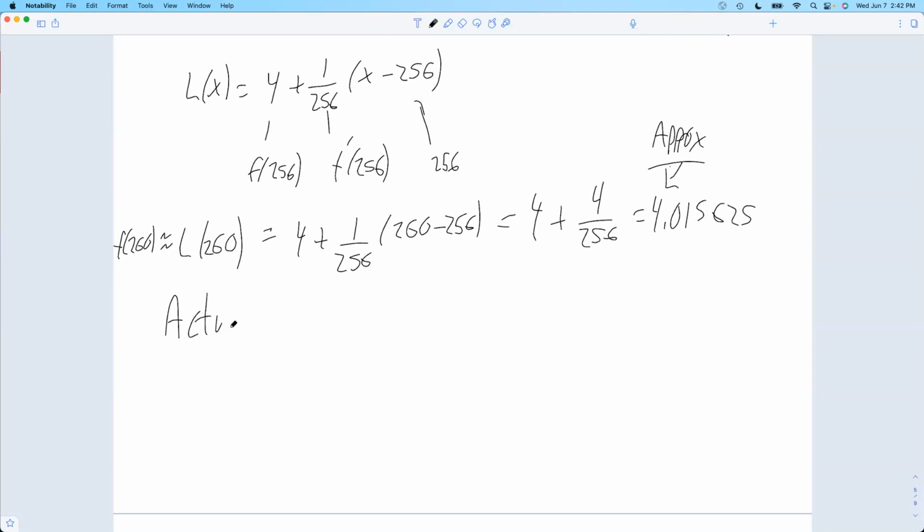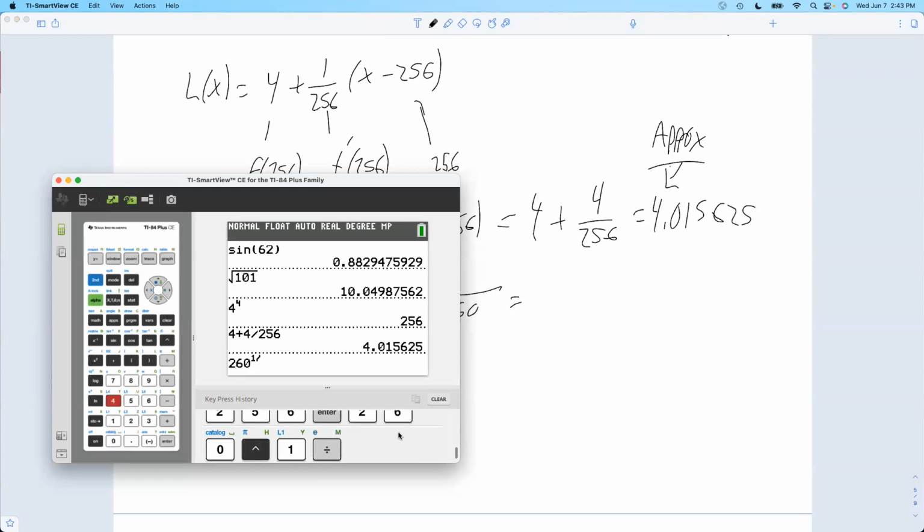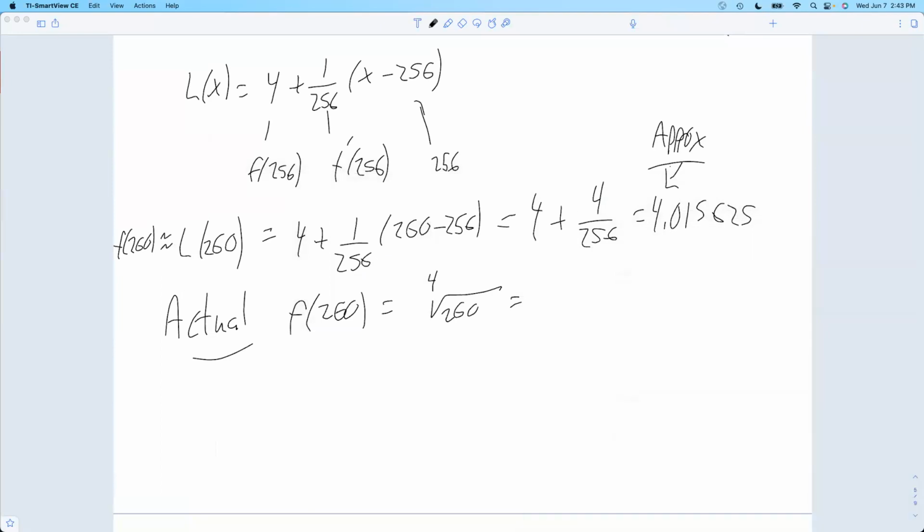Now the actual fourth root of 260, according to my calculator, so I'll do 260 raised to the 1/4 power. That's how you do a fourth root. So now I'll write all that down. I'm going to move that to my other screen so I can see it and write it. 4.015534273.